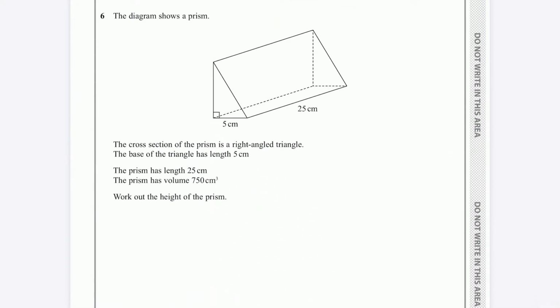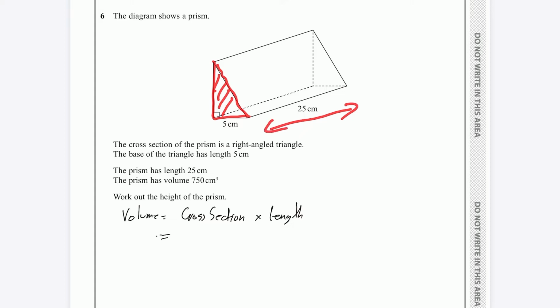Question 6. So we've been given a shape and we've been given its volume and we have been asked to work out the height of the prism. So just to remind you, the volume is cross-section times length. So if I just write that out, cross-section times length. Okay, so what is cross-section? If I just get my highlighter, the cross-section is this bit here, and the length is that bit there. So the length, we know, is 25.